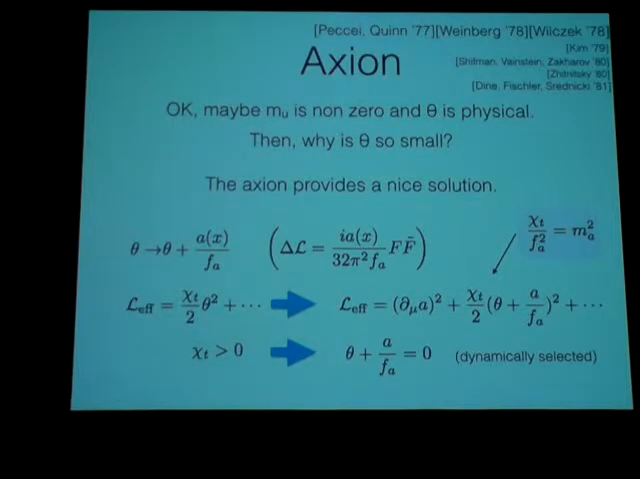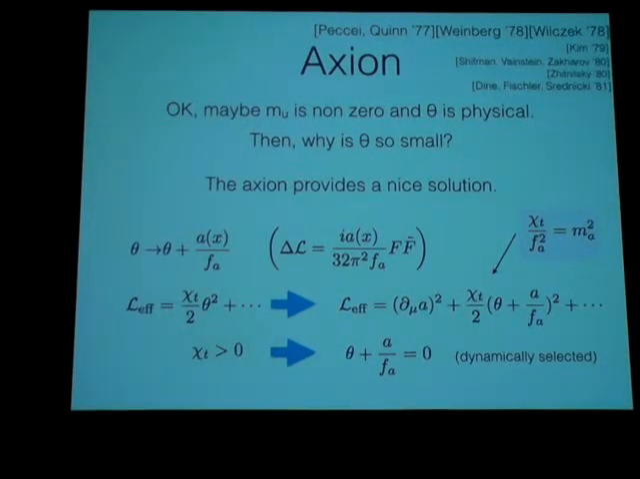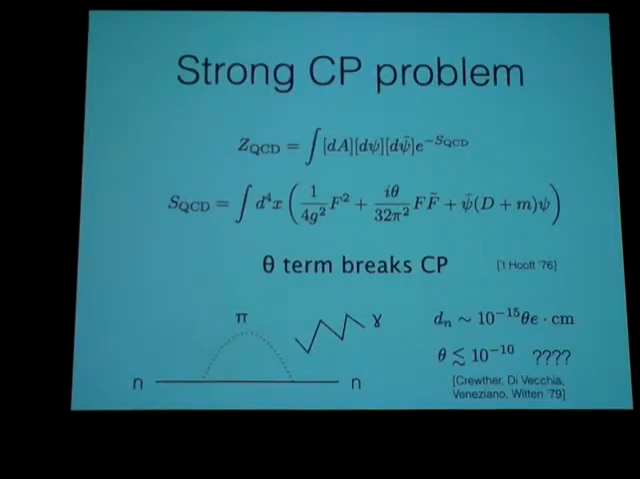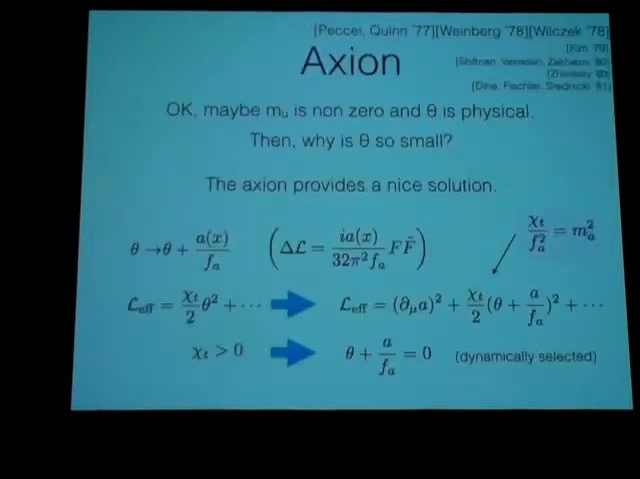I'm always making a joke about this: the Peccei-Quinn paper appeared in '77, which is actually before the calculation of the neutron electric dipole moment. So the solution appeared earlier than the problem. So interesting. They knew that it was a problem before calculating.